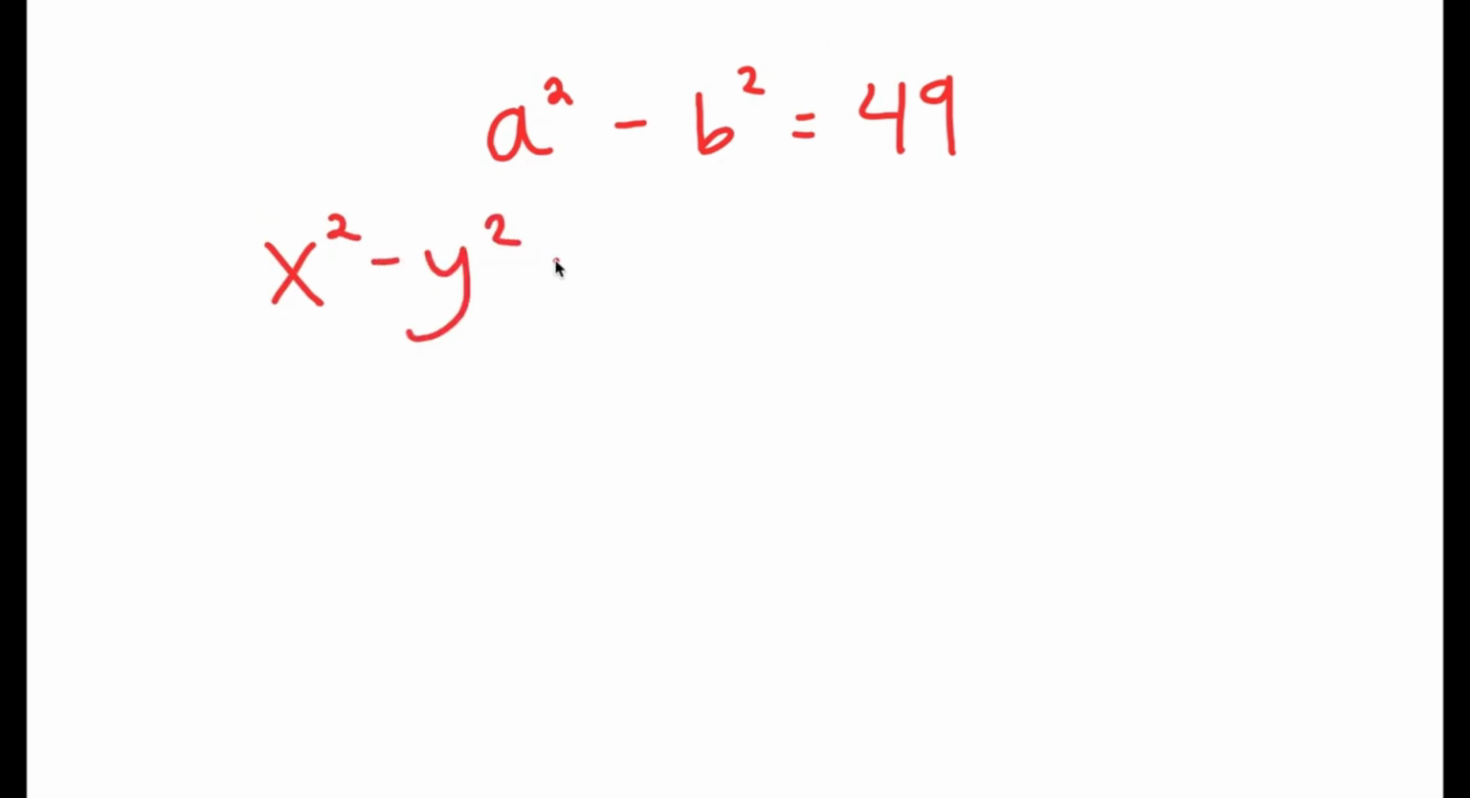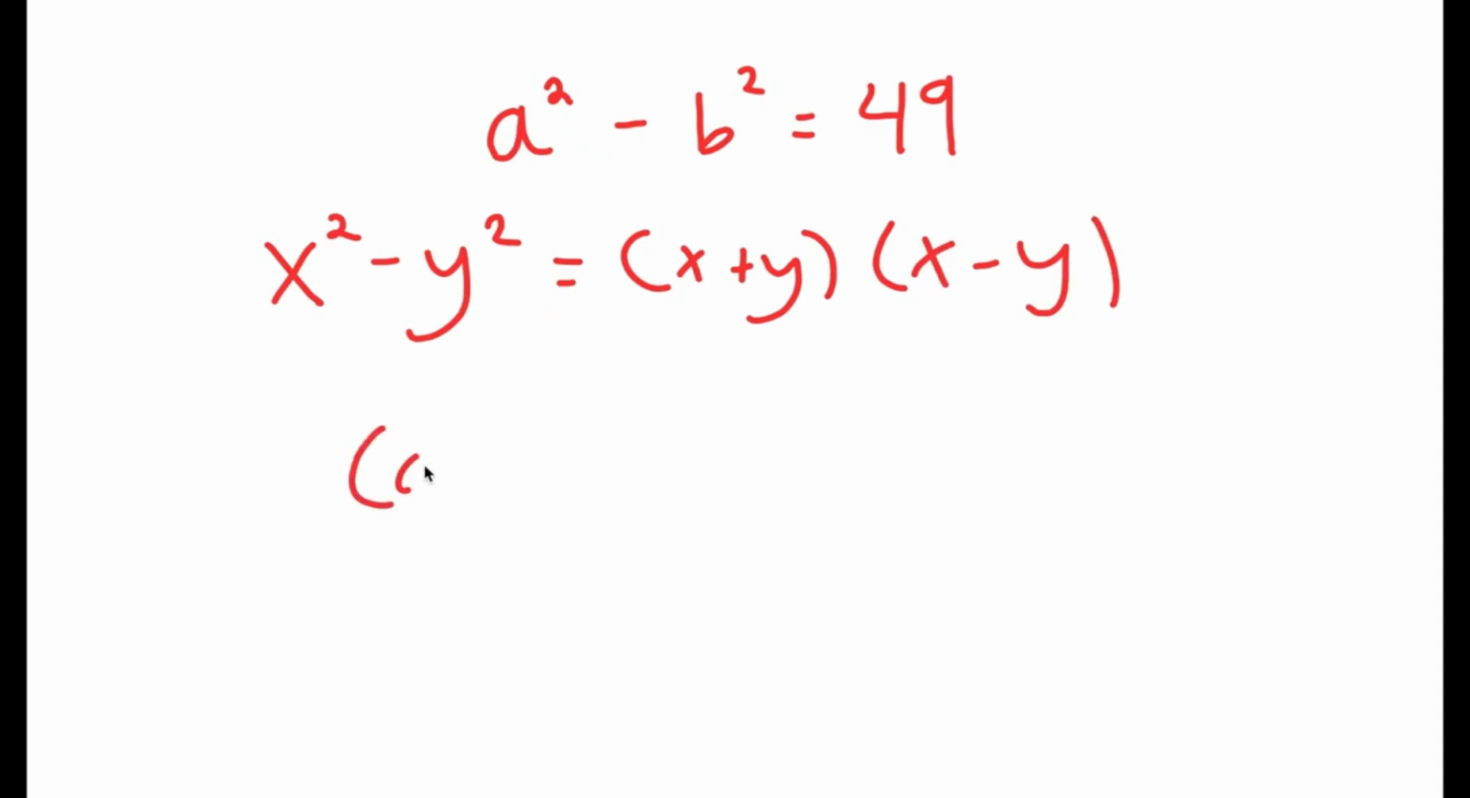Alright, so in this video, I'm going to solve the equation a squared minus b squared is equal to 49. So to solve this, I'm going to use the property that states that if I have something in the form x squared minus y squared, this is equal to x plus y times x minus y. In this case, a squared minus b squared, a is x and b is y, so this turns into a plus b times a minus b is equal to 49.